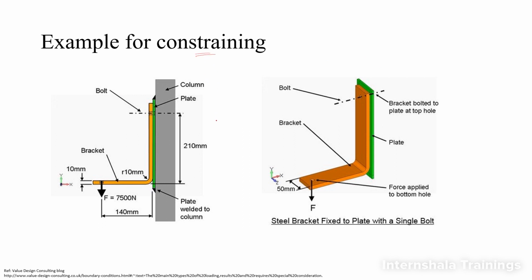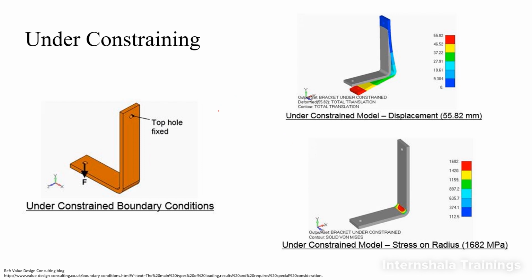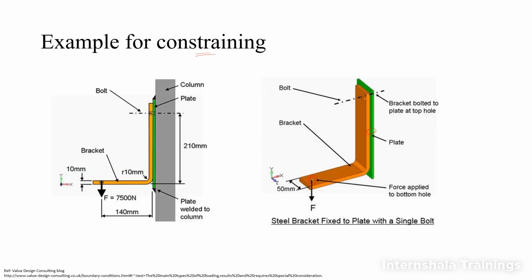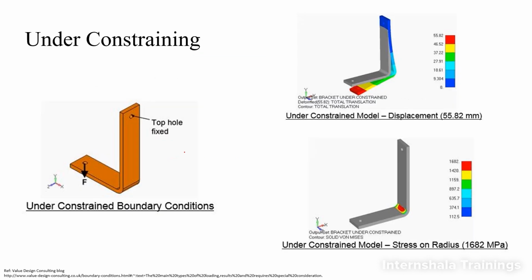So for that we will consider an example. See here, there is a steel bracket which is attached to the wall, and a force is being applied here at the free end. So in the first case, what we can do is we are going to take the top hole here and fix the hole, and we are going to apply the force at this particular hole as shown in the system. Then what will happen is, see here, this particular model is showing a displacement of 55 mm as well as the stresses which is nothing but 1682 MPa.